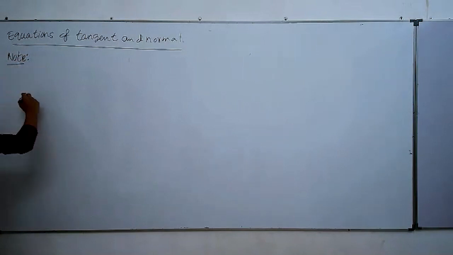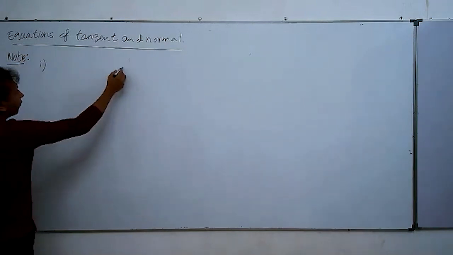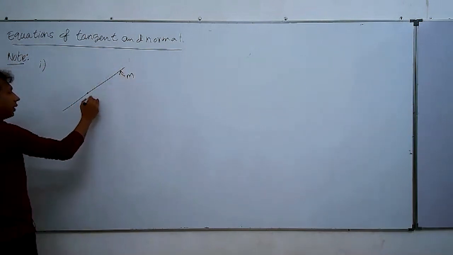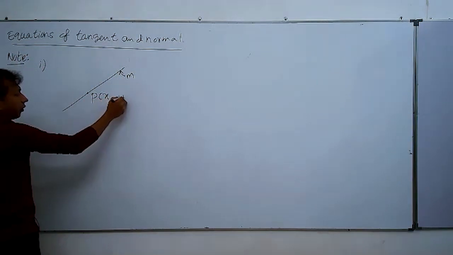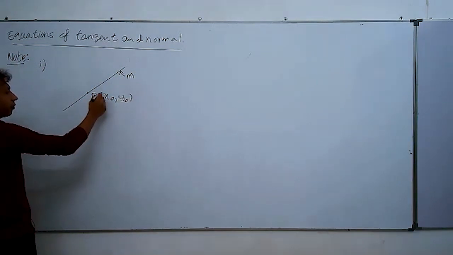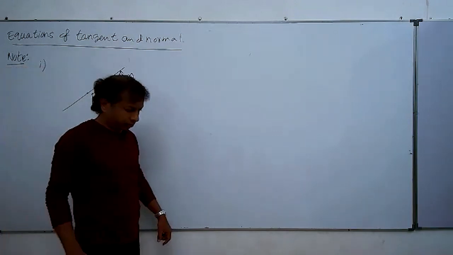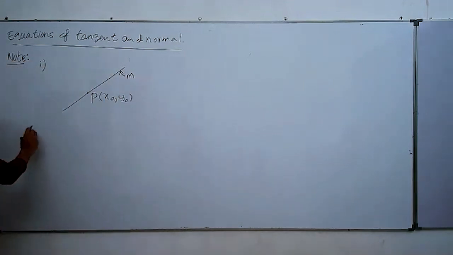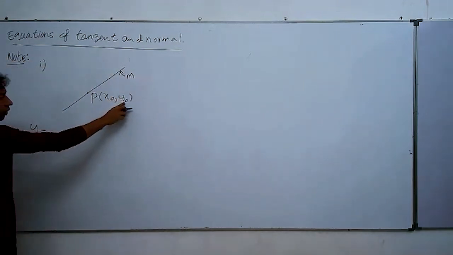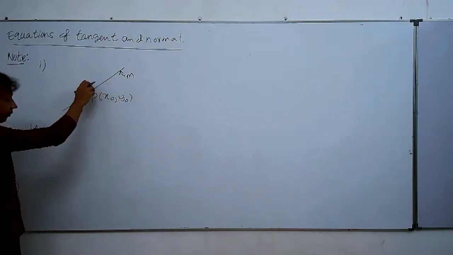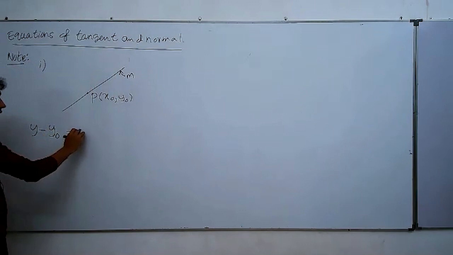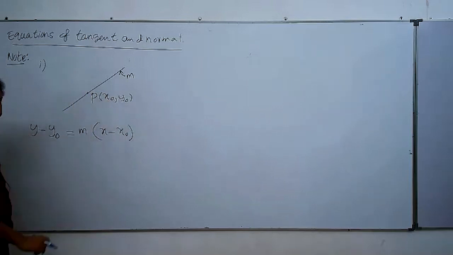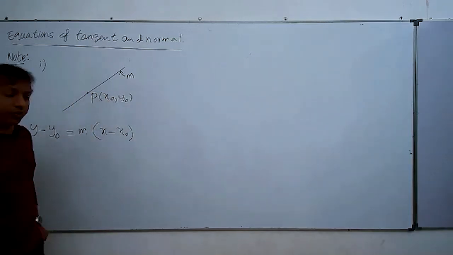Now suppose we have a straight line. That line has gradient m, and the line passes through a point (x0, y0). The equation of this line we can write: y minus the y coordinate of the point on the line equals gradient times x minus the x coordinate of the point. This is the way of writing the equation of that line.